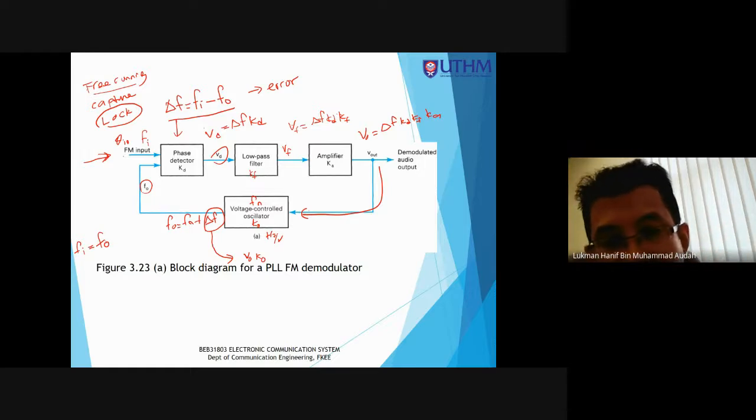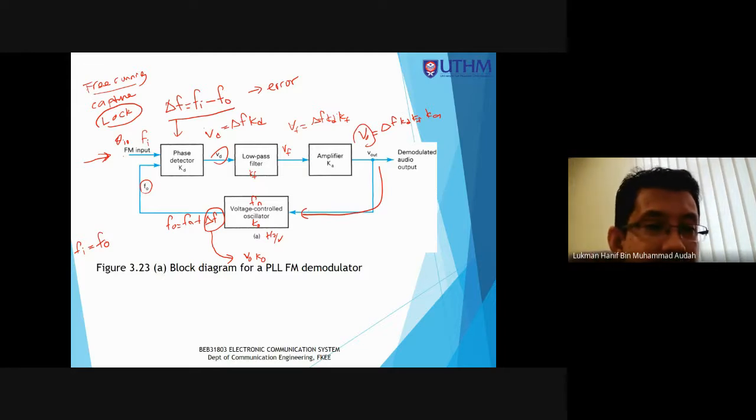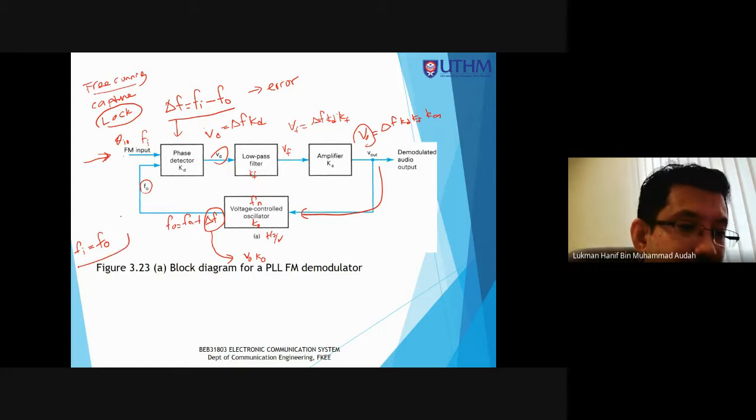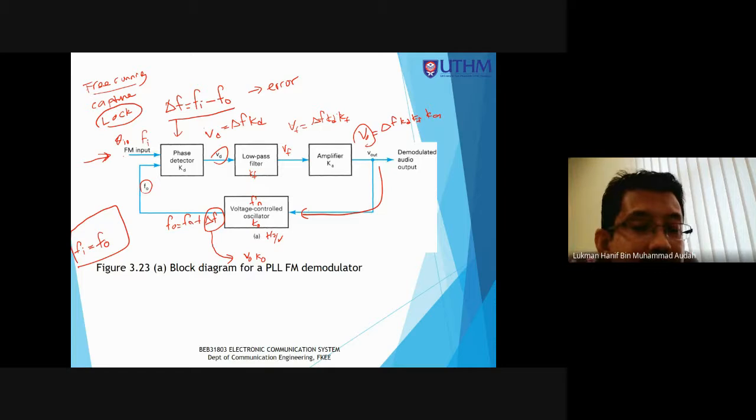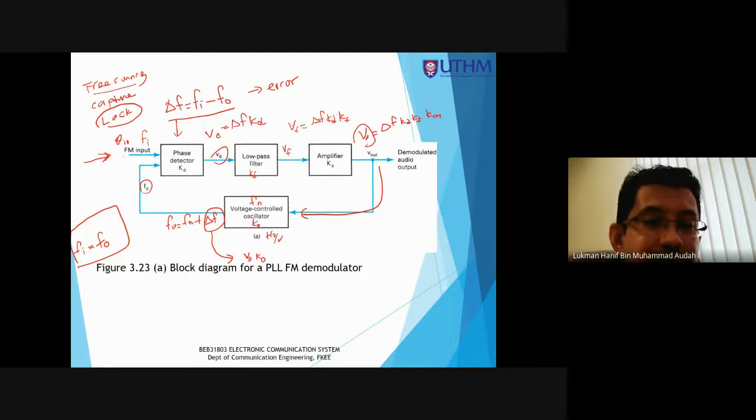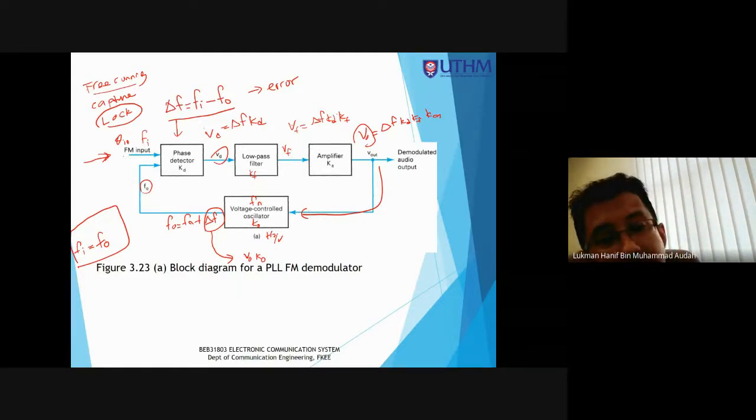So maknanya dia akan keep on checking the output. Okay. So apabila F in equal to F out, barulah dia akan mencari perubahan-perubahan frekuensi. Dia akan keep on tracking the changes of the input frequency to produce the output amplitude variation of the output. Okay, so this is the PLL. Lock state maknanya dia sudah dapat frekuensi yang diinginkan dan dia keep on tracking.